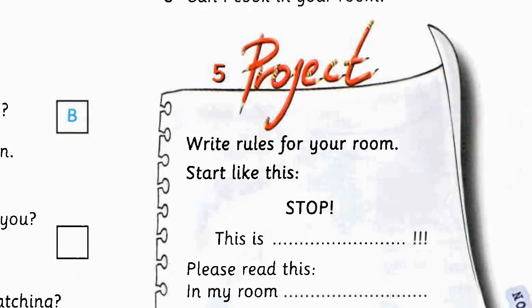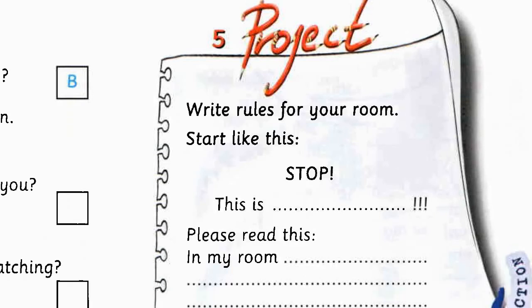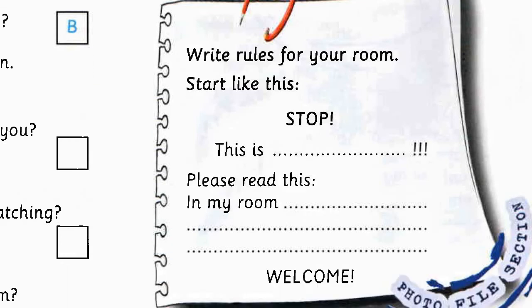Okay, so let's move on to the next. And here we have got a project. The project is for you, and this is a writing project. Write rules for your room and start like this. This is a warning to your friends who visit your place. For example, you are going to write here, this is Orgel's room.